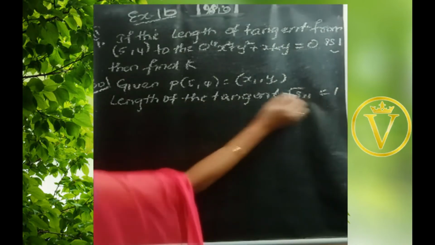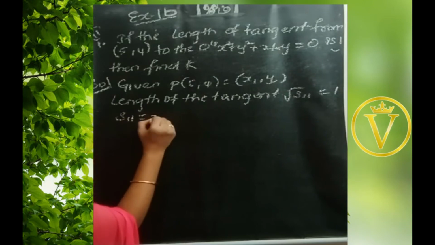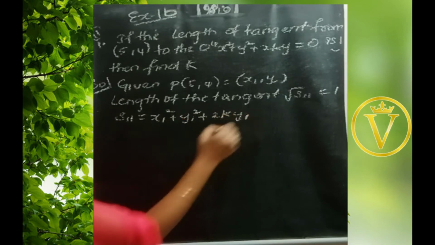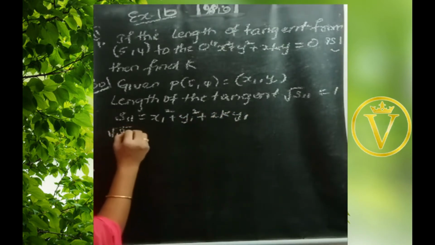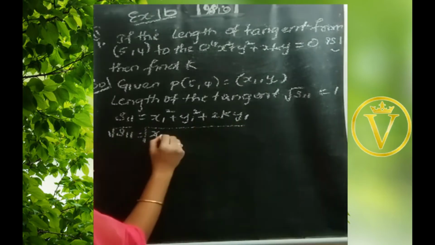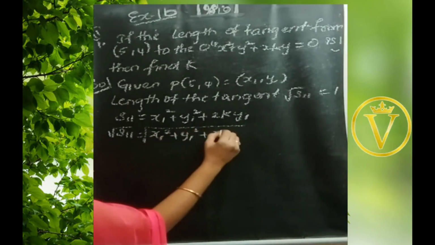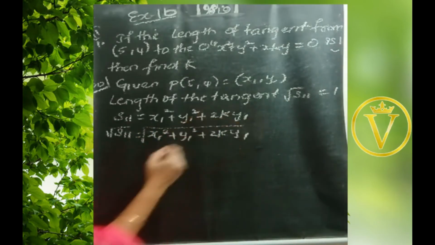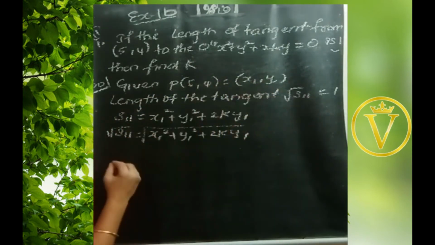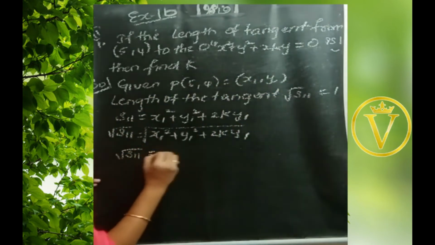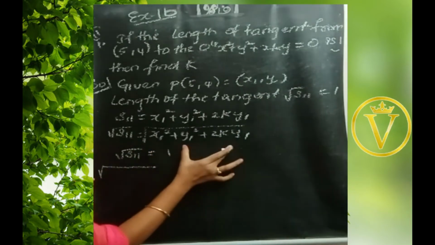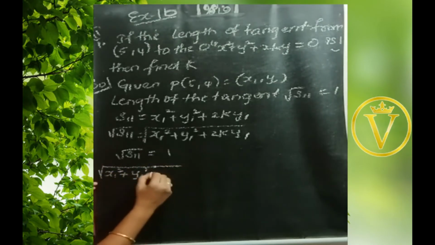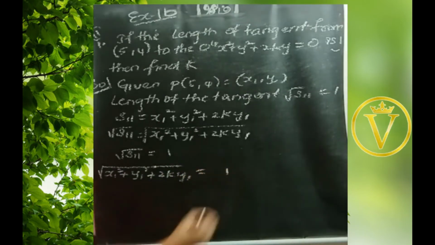First we have to find out the S11. S11 means x1 square plus y1 square plus 2k y1. Root S11 means root of x1 square plus y1 square plus 2k y1. Now we have to equate it to 1, because they have given the length of the tangent equals 1. So x1 square plus y1 square plus 2k y1 equals 1.